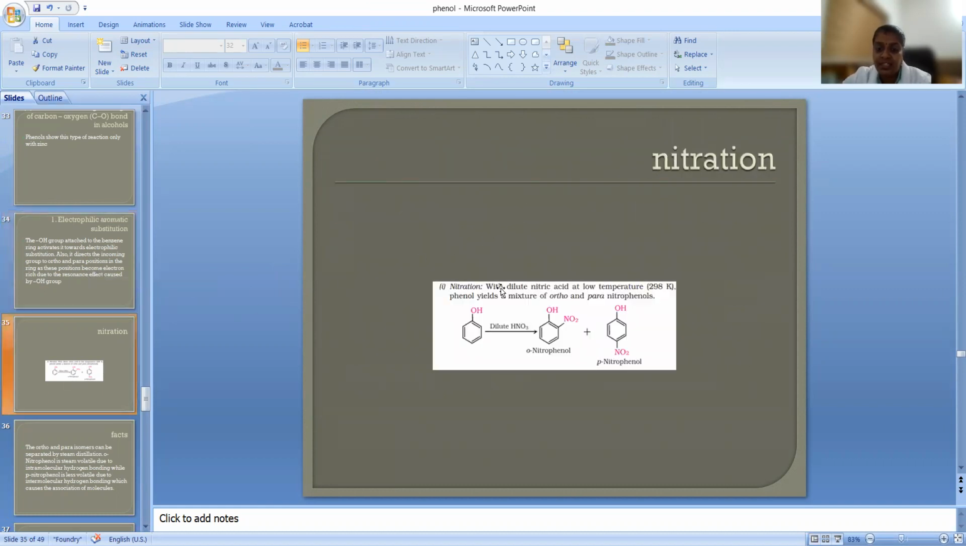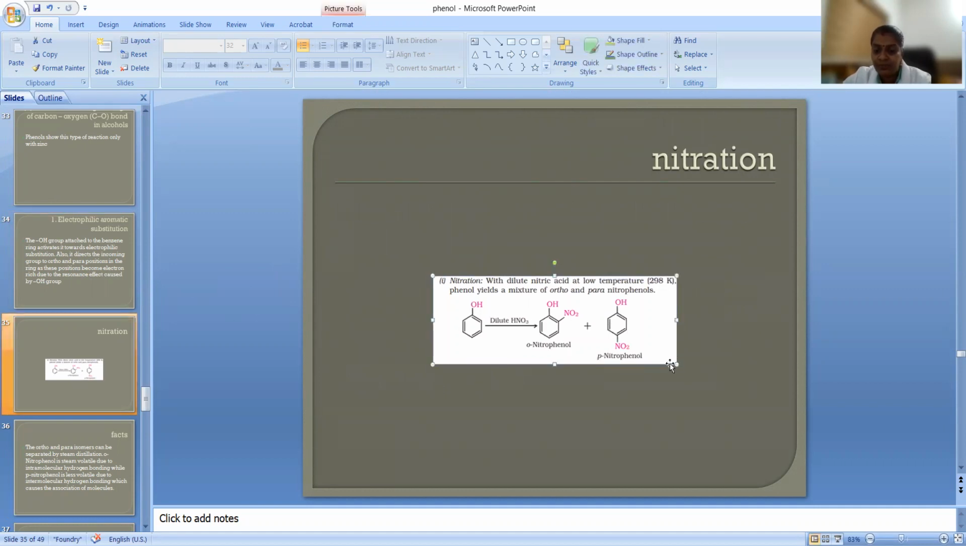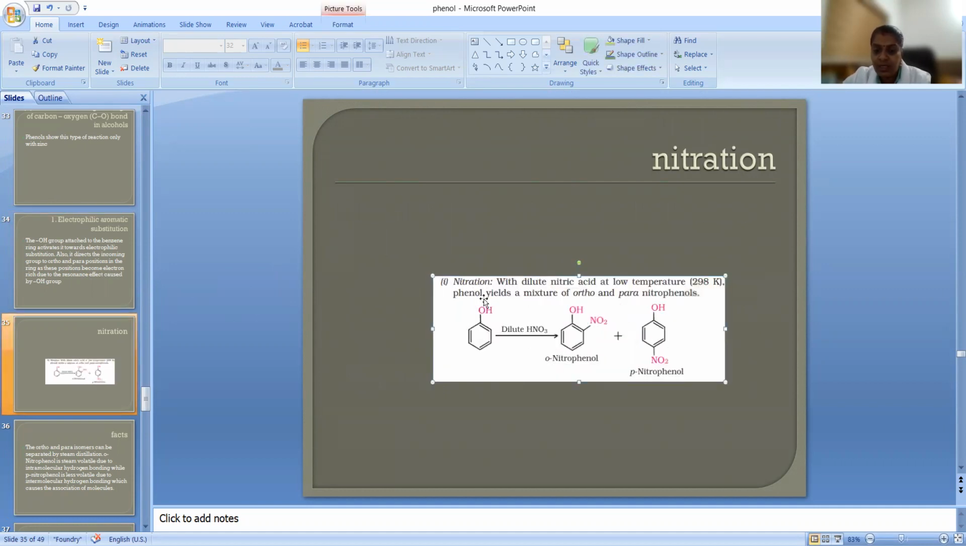Let us see the nitration reaction. Here it is undergoing nitration. How is it nitration? Dilute nitric acid at a very low temperature is used. Since it is an ortho para directing group, we get NO2 at the ortho position and NO2 at the para position.